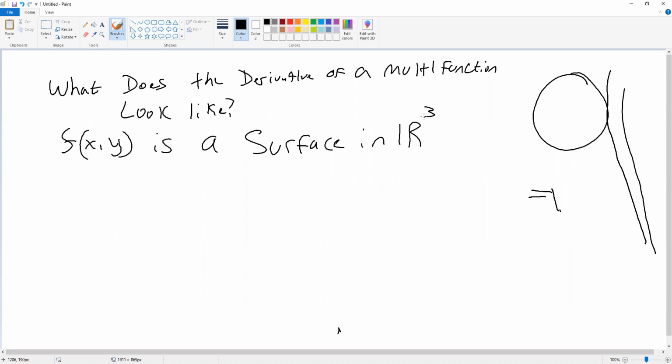So here's another question for you. Is it the slope of the surface at a point?